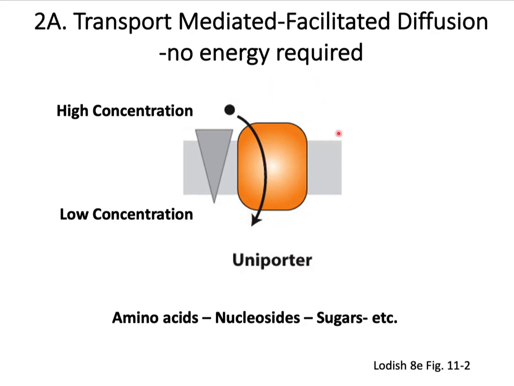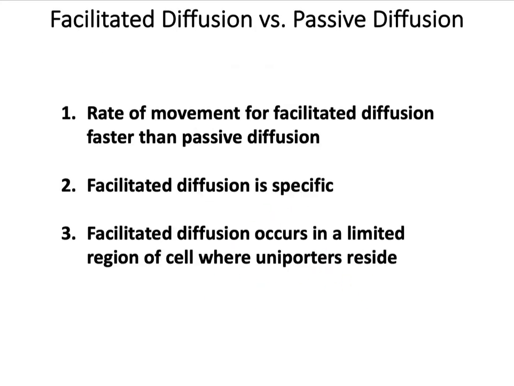These transporters are usually referred to as uniporters because they can move one type of substance or one class of substance. So here are the differences between facilitated diffusion and passive diffusion. First, the rate of movement for facilitated diffusion is faster than passive diffusion. And that is because the rate-limiting step has been removed.